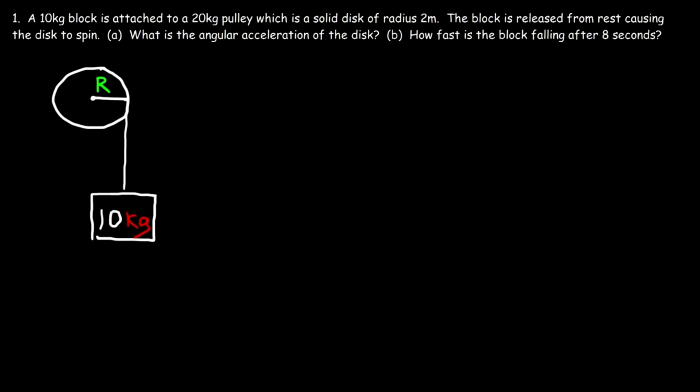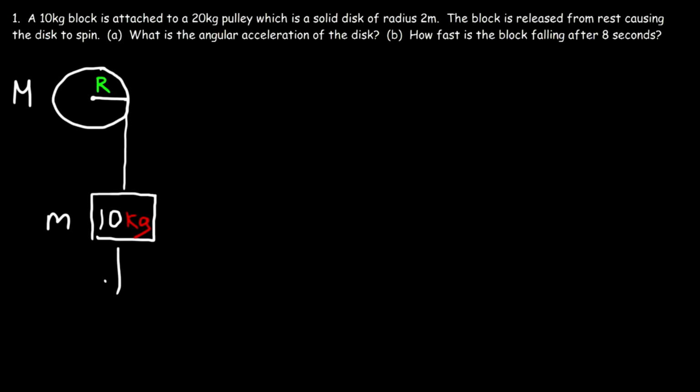So how can we calculate the angular acceleration of the disc? What do we need to do? Well, let's identify the forces that are in play here. So let's say that capital M represents the mass of the disc, and lowercase m represents the mass of the block.